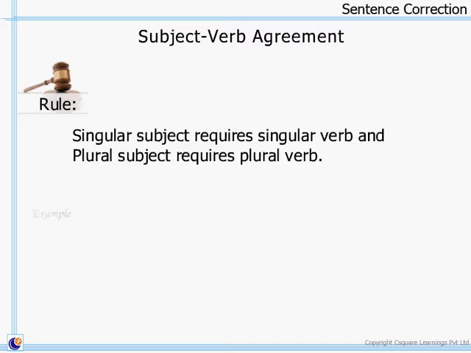For example, the star looks beautiful. The subject is star in the singular form and thus requires a verb in the singular form, that is, looks. Another example, the stars look beautiful. The subject is stars in the plural form and therefore requires a verb in the plural form, that is, look. So let us go ahead and apply this rule with an example from the manual.